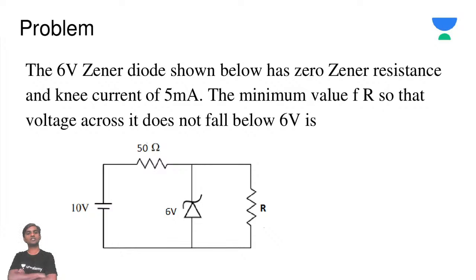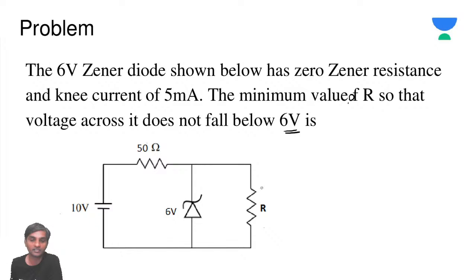A 6 volts Zener diode shown below has a 0 Zener resistance and knee current of 5 milliamps. Okay. The minimum value of R, so that the voltage across it doesn't fall below the 6 volts. Voltage across the Zener diode voltage.